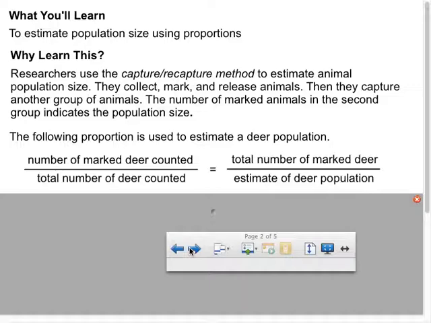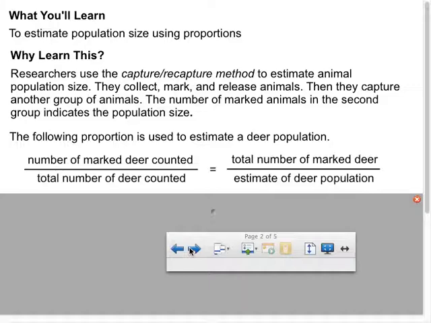They collect, mark, and release animals. Then they capture another group of animals. The number of marked animals in the second group indicates the population size. So let me explain what's happening. So, the capture part. They go out and they randomly capture a group of animals. Okay? Then they tag them. Then they release them back into the population. While they release them, they mix up with the entire population.